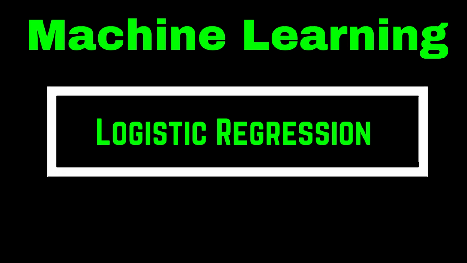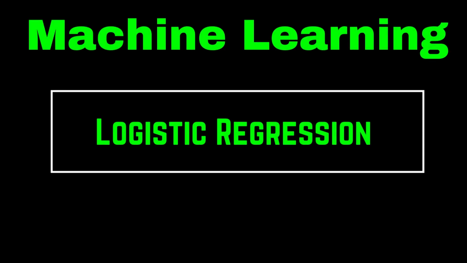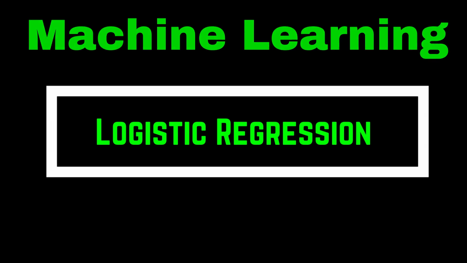Logistic regression is a machine learning algorithm used to predict binary outcomes based on input features. Logistic regression works by finding the line of best fit through the data points.